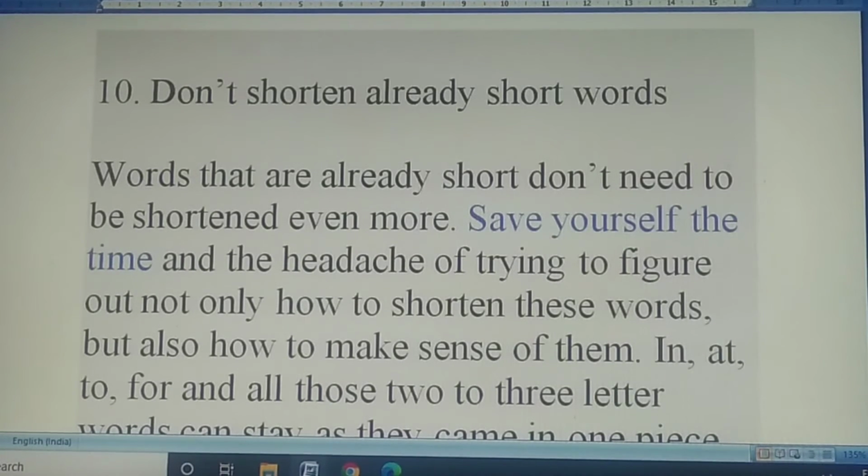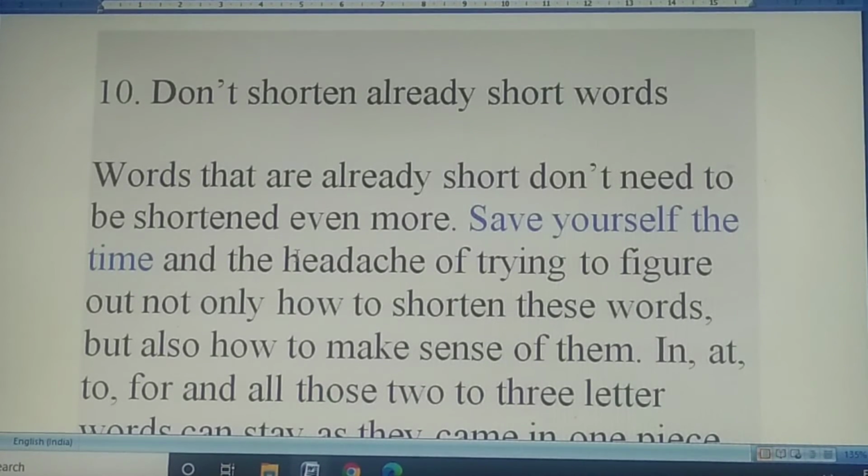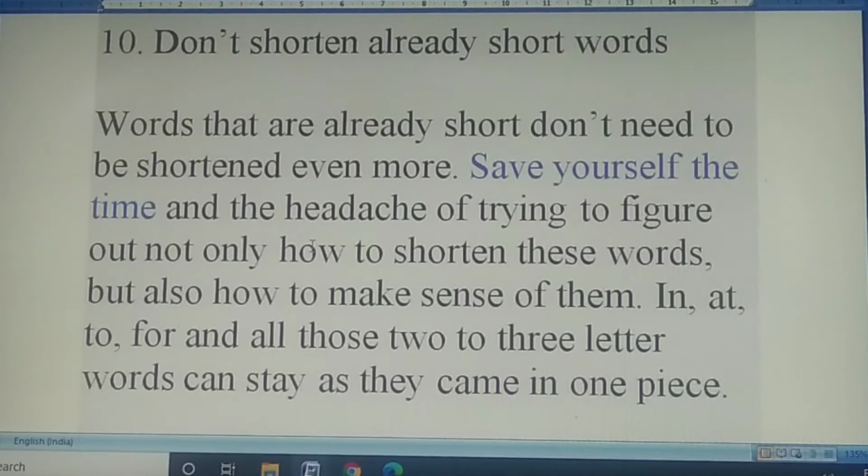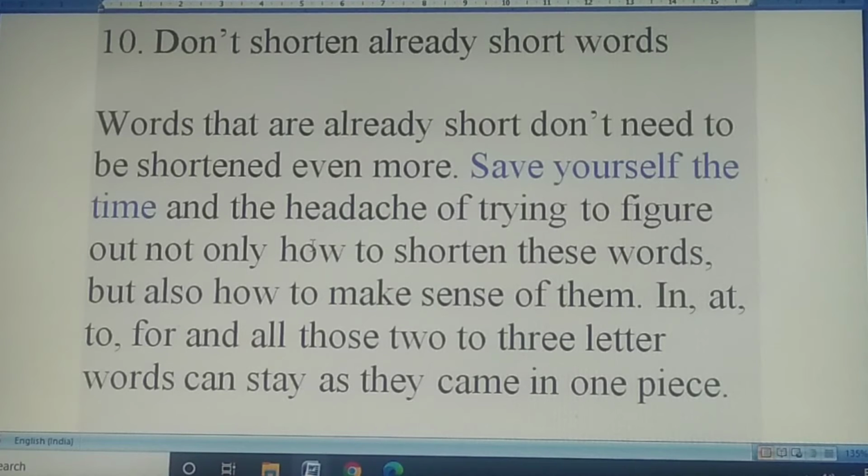You choose the big words from the passage. Words that are already short don't need to be shortened even more. Save yourself the time and the headache of trying to figure out not only how to shorten these words but also how to make sense of them. Can you shorten these words? No, you can't. These are prepositions, already very short.